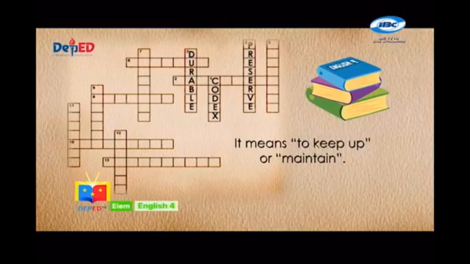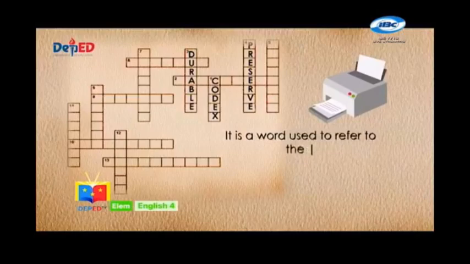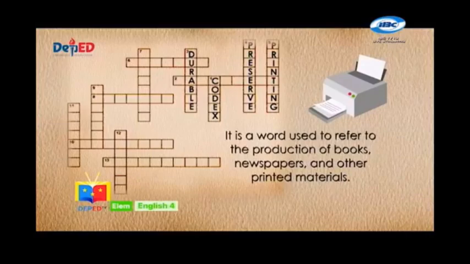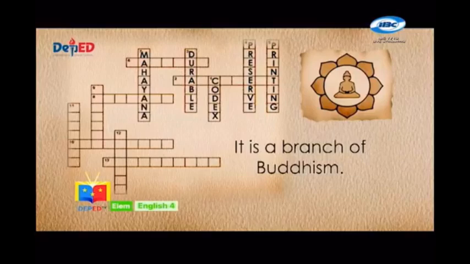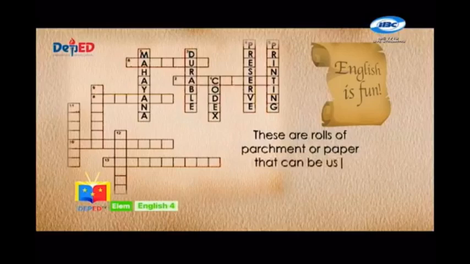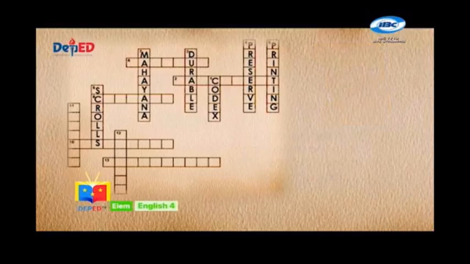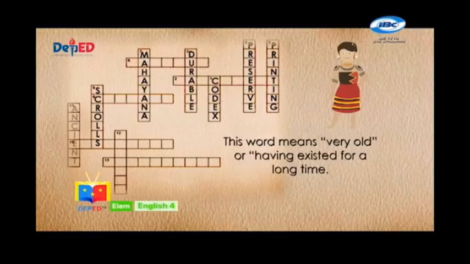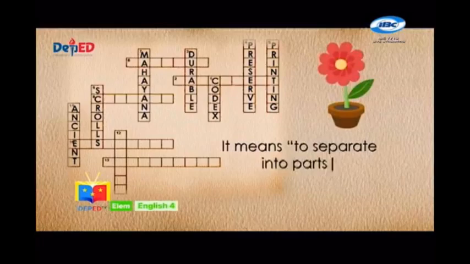Number 5. The production of books, newspapers, and other printed materials is simply called printing. Number 7. One branch of Buddhism is Mahayana. Number 9. Rolls of parchment or papers used to write on and paint on are called scrolls. Number 11. The word that means very old or having existed for a long time is ancient. Number 12. To separate into parts means to unravel.